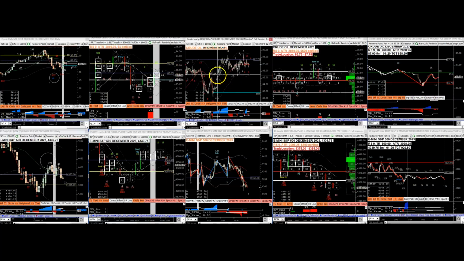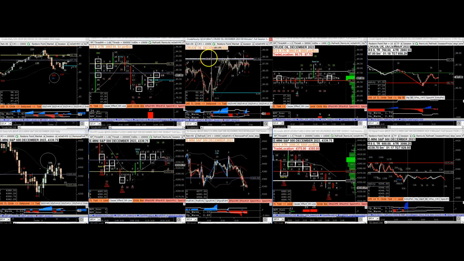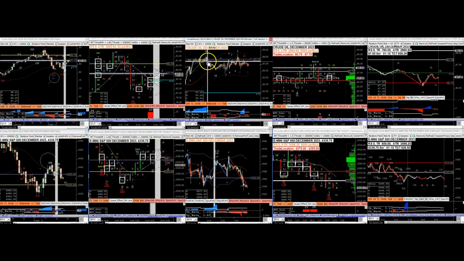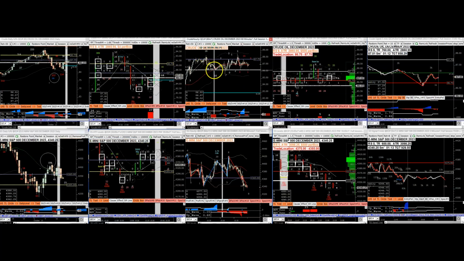And now it's taking it back up into that selling area. Now, here's the thing. As it came back into that selling area, let's take a look at the hourly. On the hourly, the selling came in. It did come in.